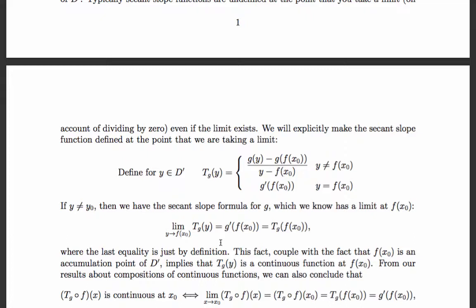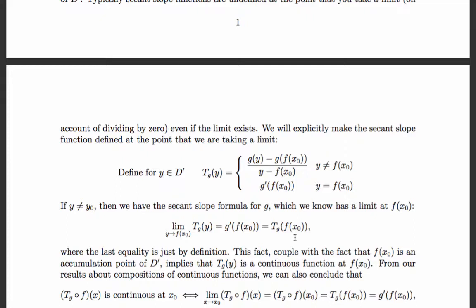When we couple this fact with the fact that f of x naught is an accumulation point of the domain of g, tg of y is a continuous function at the value f of x naught, which remember is just a number in d prime.